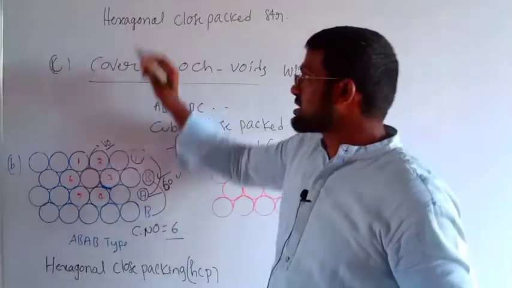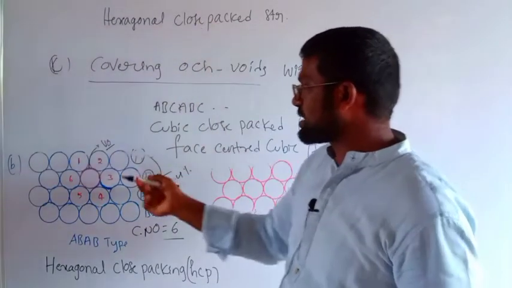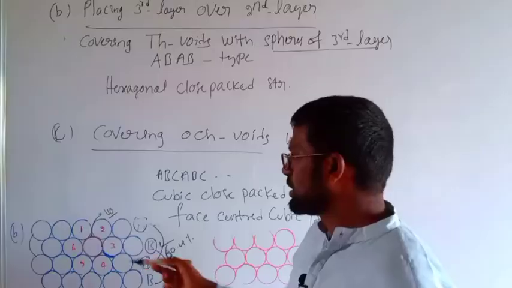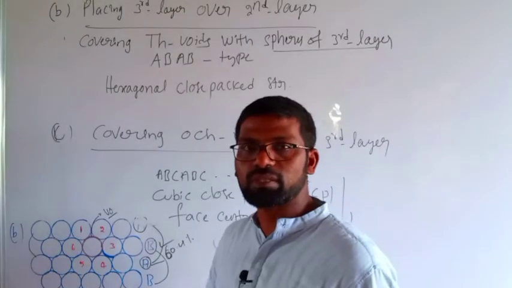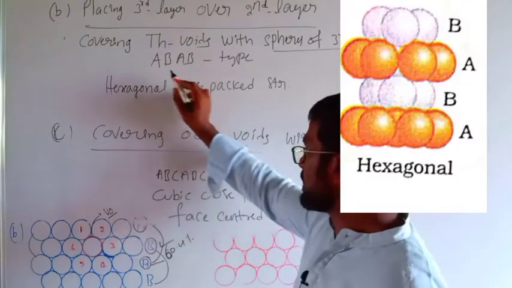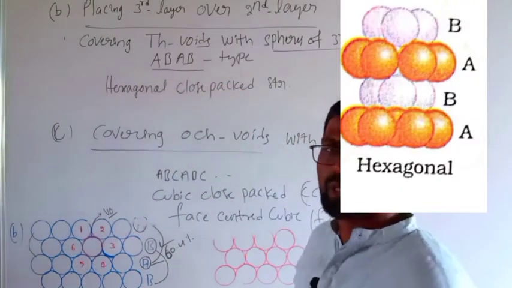That means first layer and second layer will be different, just like this. Here first layer is different, second layer is different. When first and third will be similar, third and fifth will be similar, like this. So this type of arrangement is called AB type arrangement.